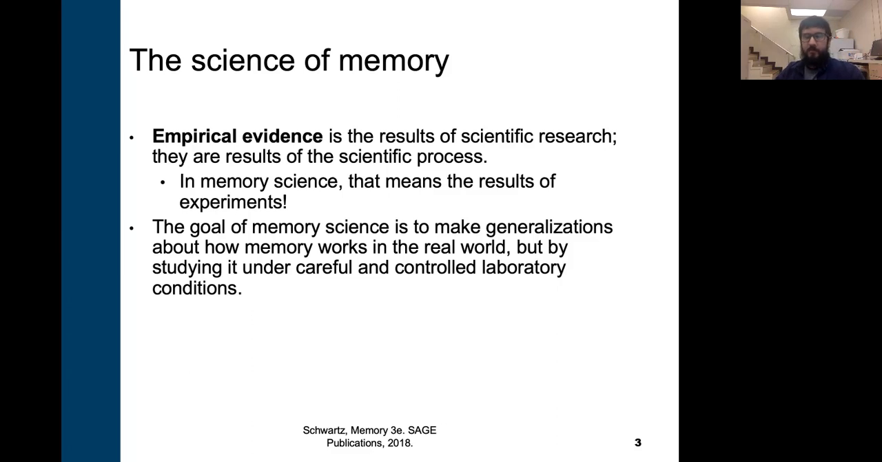But keep in mind that when we're talking about research and we're talking about memory, at least in this class, a lot of it is empirically tested, right? We use, in other words, scientific methods. We do everything in a controlled laboratory setting.